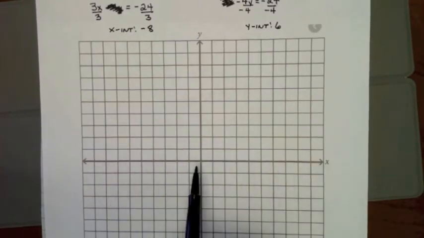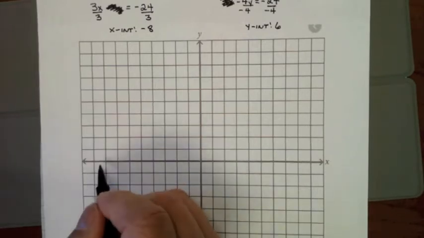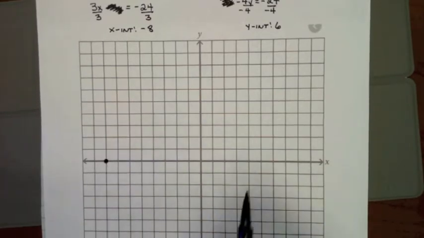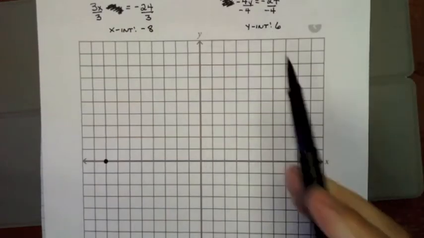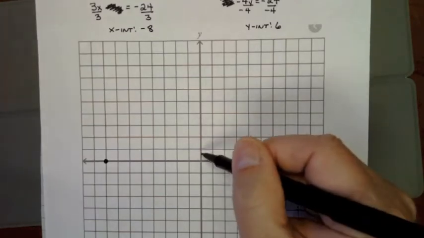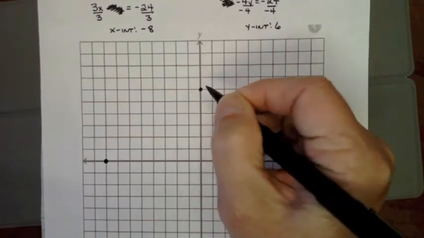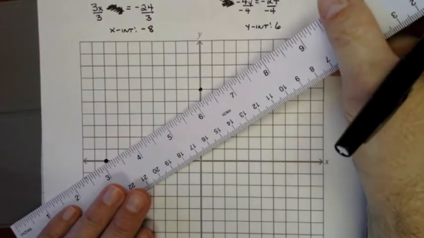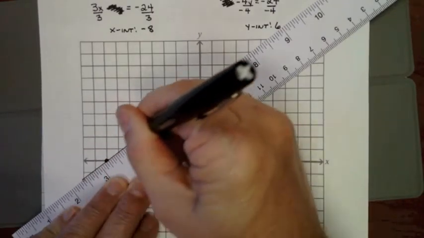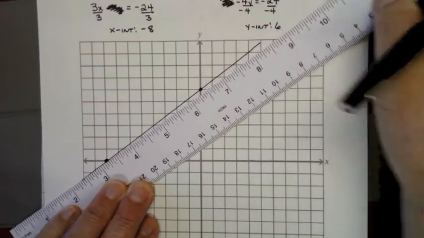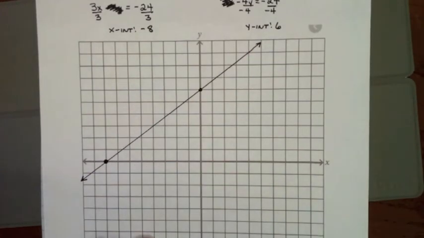So this is my X-axis. 1, 2, 3, 4, 5, 6, 7, 8. Put my first point there. My second point is going to be my Y-intercept. This is my Y-axis. I go to 6. 1, 2, 3, 4, 5, 6. I take my ruler and I draw my line. I just graphed this line even though it was in standard form. And to graph something in standard form, I simply need to use the X and the Y-intercept.